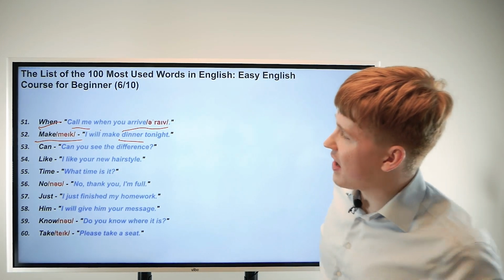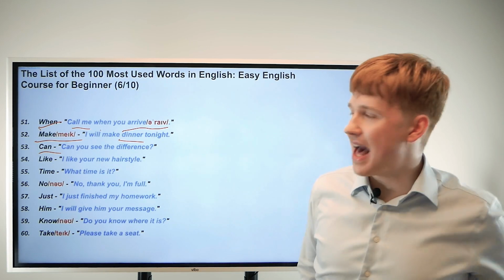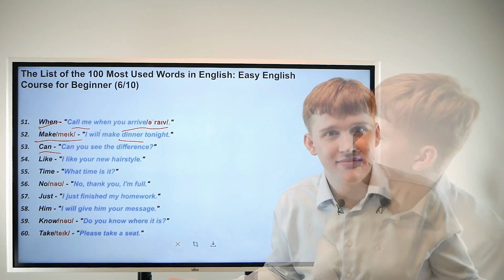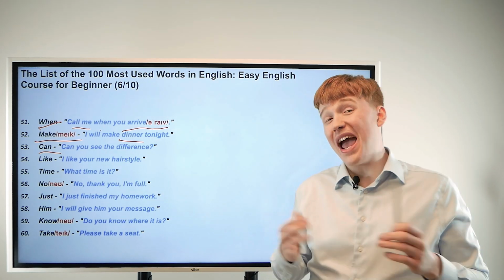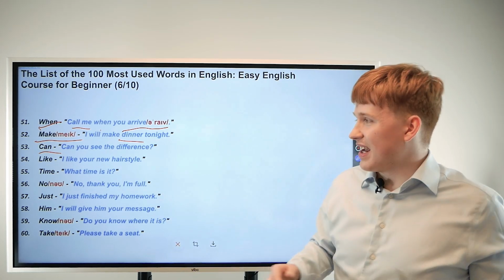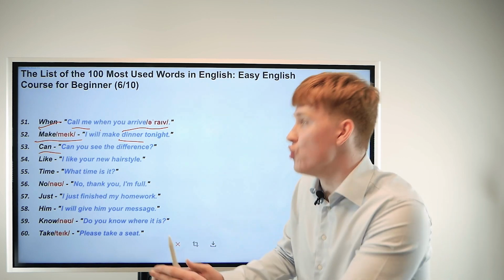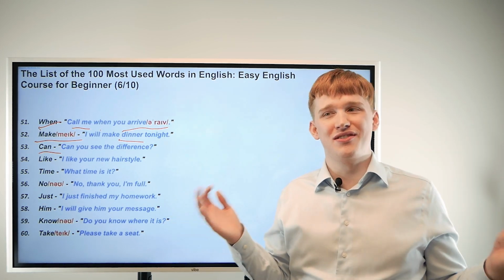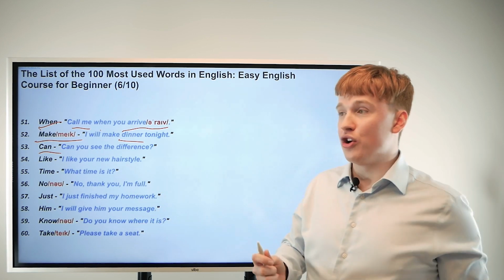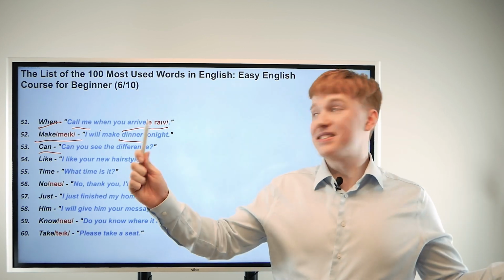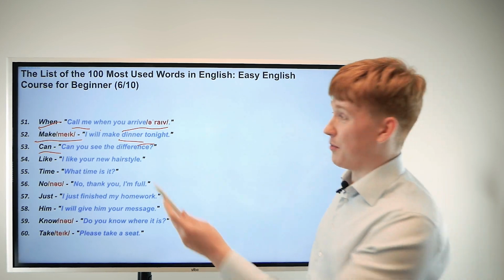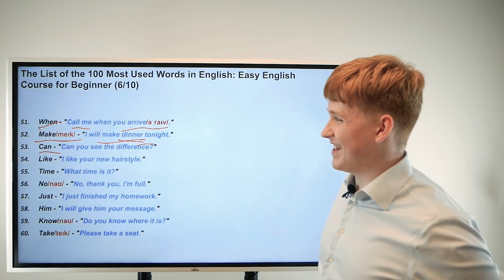Next up, we have can. So can is used to say, are you able to? Can you see the difference? Are you able to see the difference? Like, is that something that you can do? And we use this quite often to ask questions about, can you do this? Or you can say to somebody, can you make dinner tonight? If you want to ask someone to do that. And then maybe they will answer with, I will make dinner tonight.